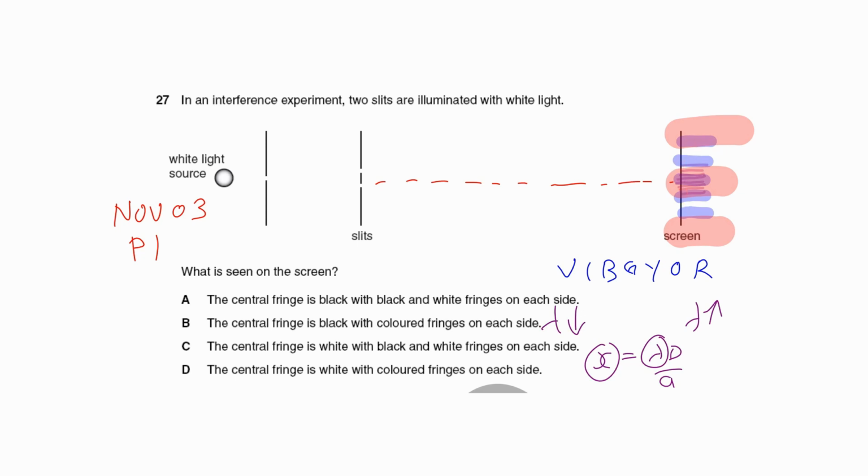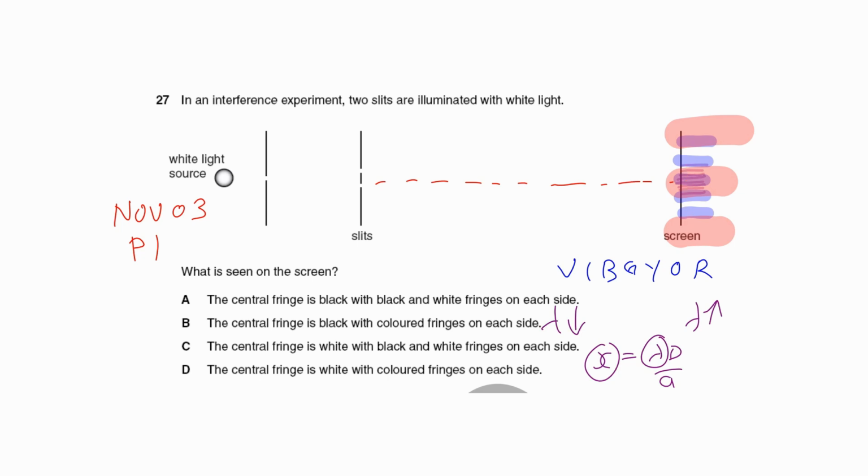Now, if we do the other end, which is the largest wavelength, red, being the longest wavelength, it will have the biggest x. So what that means is not only will the fringes be furthest apart from each other, but each fringe will also be thicker or wider. So it's a larger fringe here.